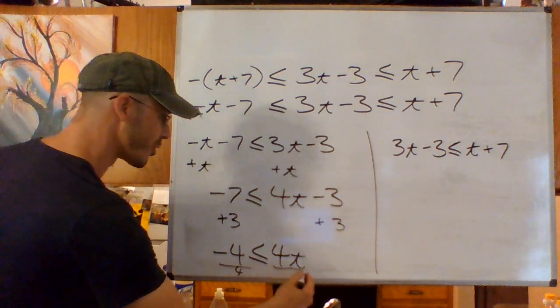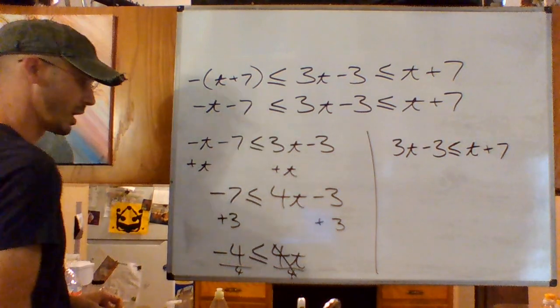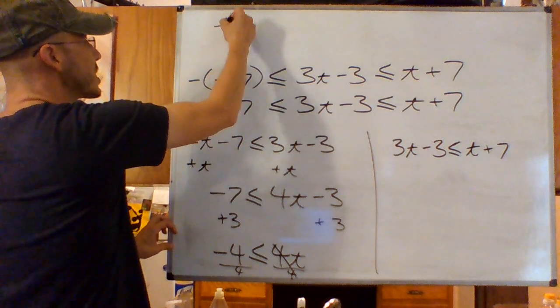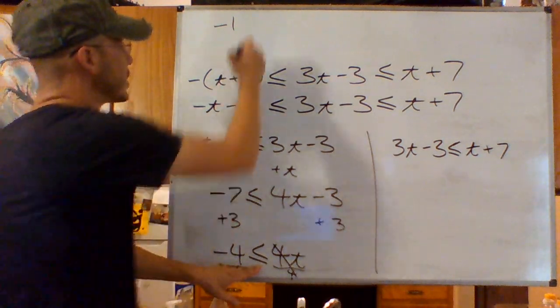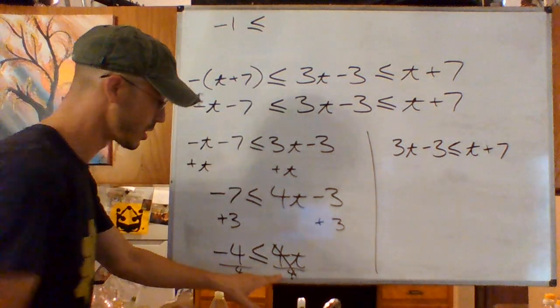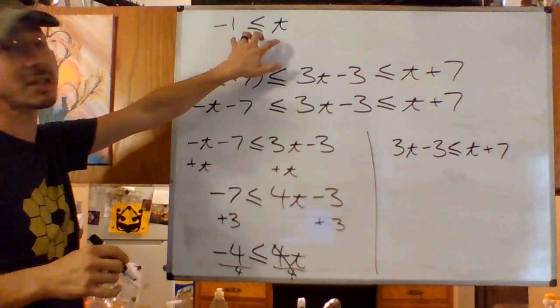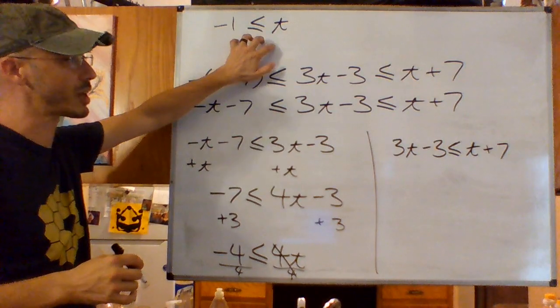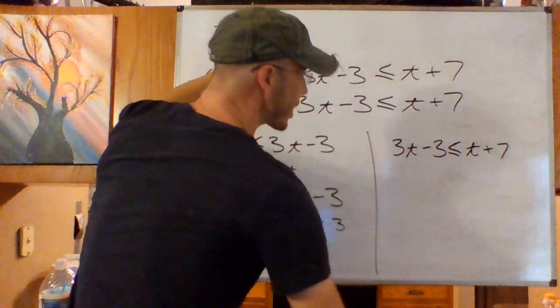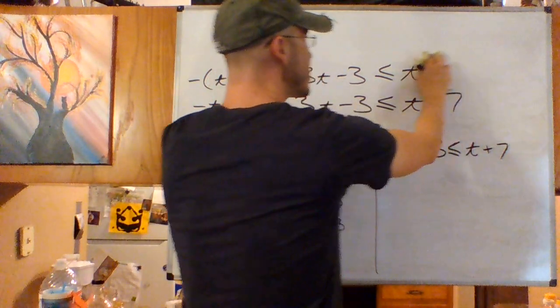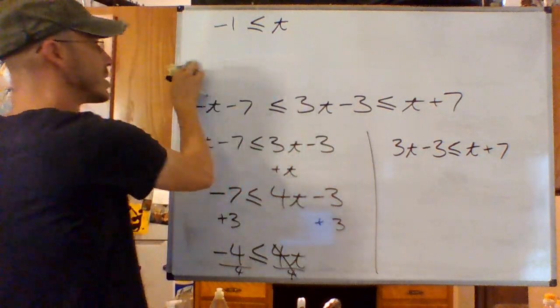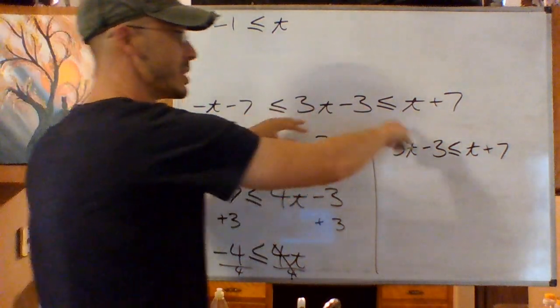Divide both sides by 4, and I get negative 4 divided by 4 is negative 1, less than or equal to 4t divided by 4, which is just t. And that's not the complete solution, but that's part of what I need. I need to backtrack a little bit to the other piece. This was the inequality that I built, that I split into these two pieces.